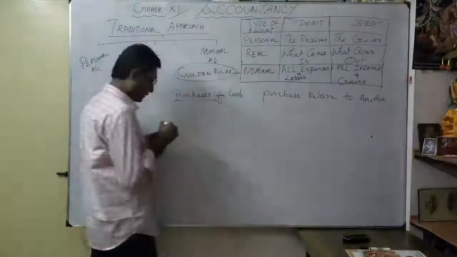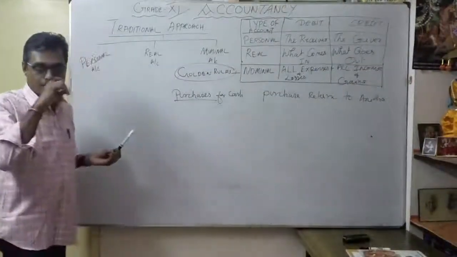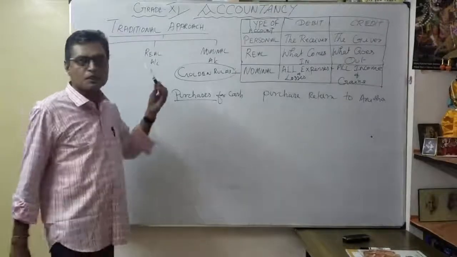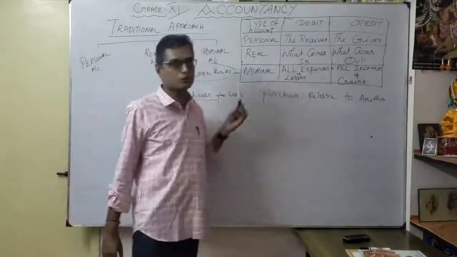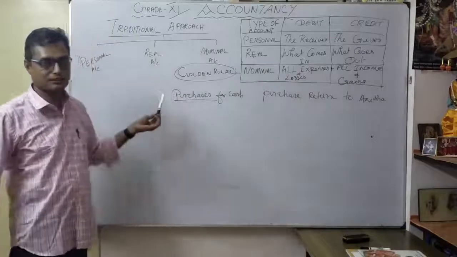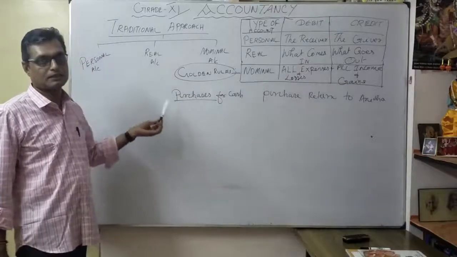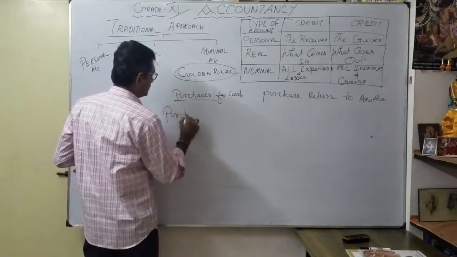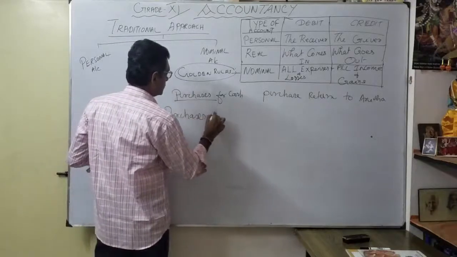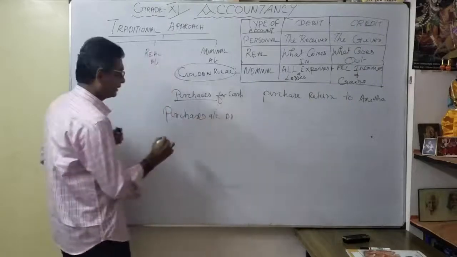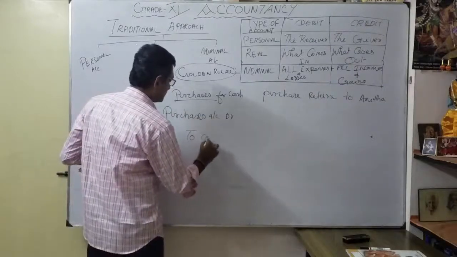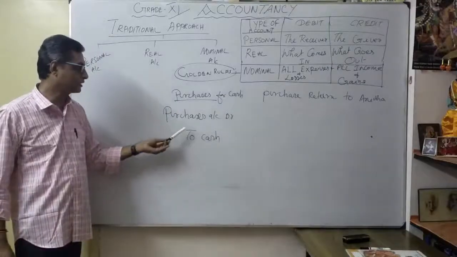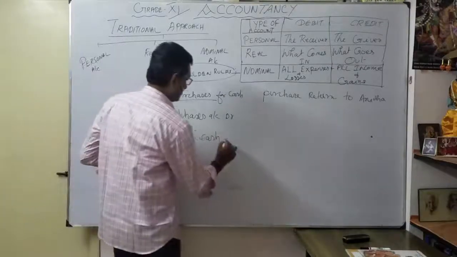The purchases come under real account. As a real account, you have to follow debit what comes in, credit what goes out, because it comes under goods purchased. As purchases for cash, what is the entry here? Purchases account debit, what comes in, to cash. That is the entry, debit and credit. Purchases account debit to cash account. You understood now?